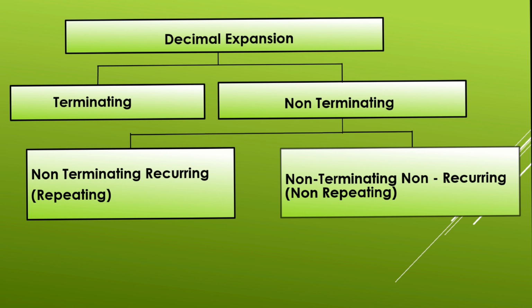In that case also you get a few cases. Non-terminating recurring means the remainder is not coming to 0 but the remainder is repeating, and in that case the decimal places are also repeating. And another case is non-terminating, non-repeating, meaning the remainder is not becoming 0 as well as the remainder is not repeating either.